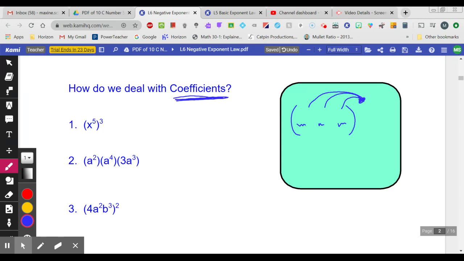So let's start off with a basic one here. X to the 5th, cubed. So again, we've got our base. It does not change. When powers touch, they times. So x to the exponent 15 is the answer.